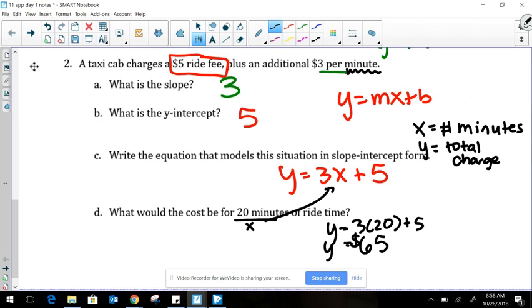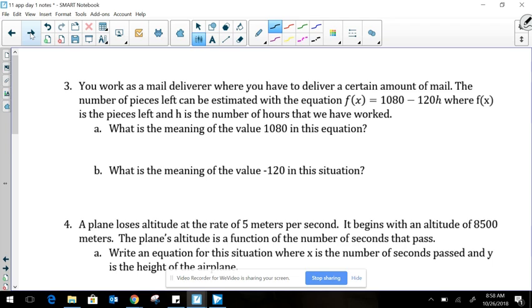Okay, turn over your page to the back side. Number 3 here. This is different than the first ones. It's just asking you for the meaning of these different variables. So you work as a mail deliverer. You have to deliver a certain amount of mail. The number of pieces left can be estimated with the equation f of x is equal to 1080 minus 120h.